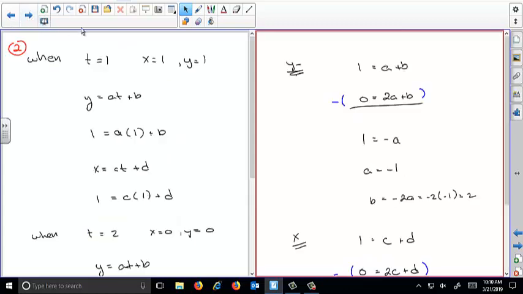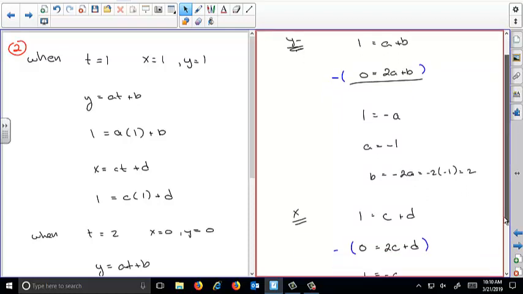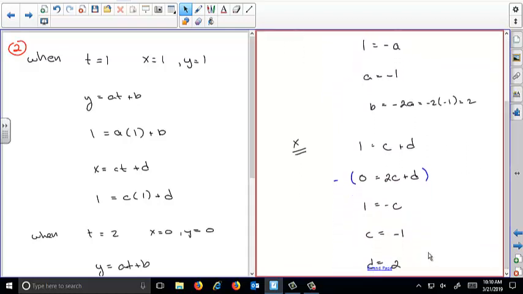And if you solve those two equations using elimination, you get a is -1, b is 2. I think you get the same thing. C is -1, D is 2. So those are the parametric equations for x and y. So what would they be? They're probably on the next page. Let me just insert them here.